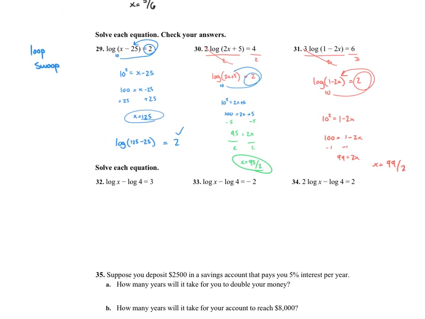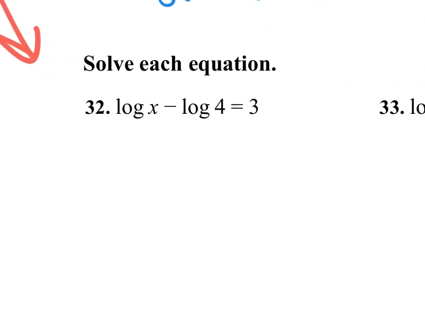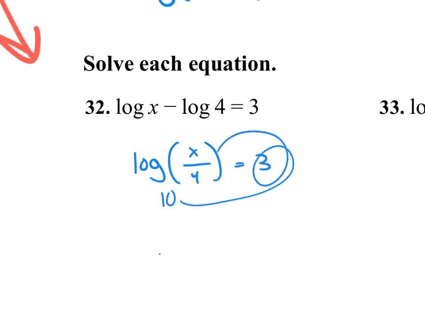These are still going to require loop and swoop, but before we're able to do that, we're going to need to use our properties of logarithms. To where this one is going to condense to one logarithm, but using division. And then now we're ready for the loop and swoop.